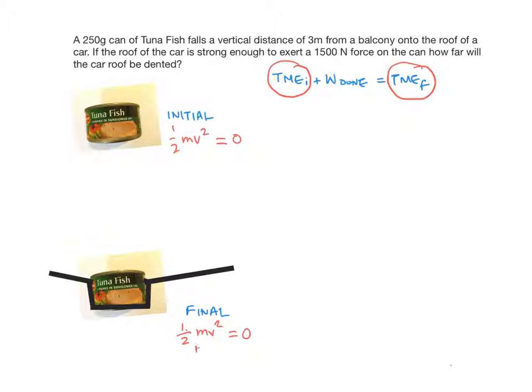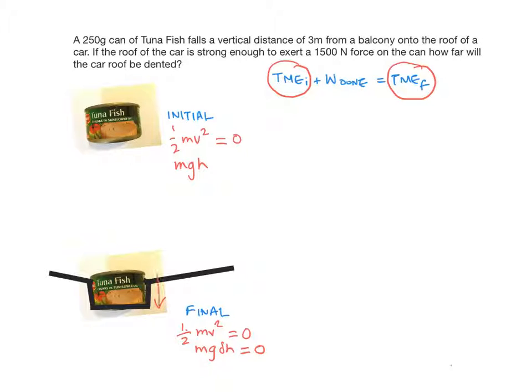The final gravitational potential energy is given by the equation mg delta H, and that is also going to be taken to be 0 because it's the lowest point. However, the initial gravitational potential energy is not 0, and that is mg times the height change.